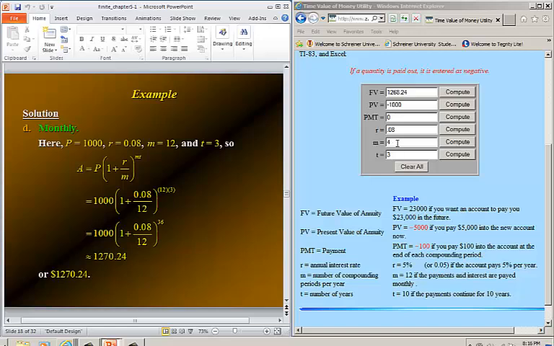Finally, we're going to compute monthly. Again, the only thing that changes is M because now we're going to compute it 12 times a year, once a month. Again, we see that the future value is $1,270.24.